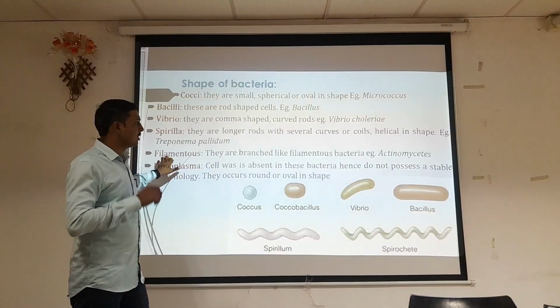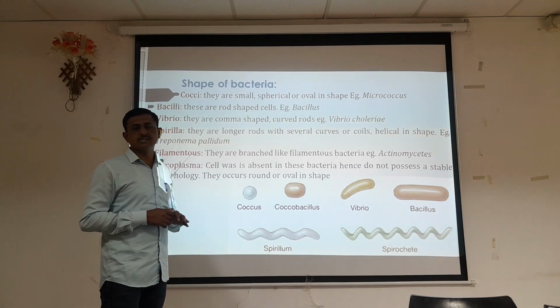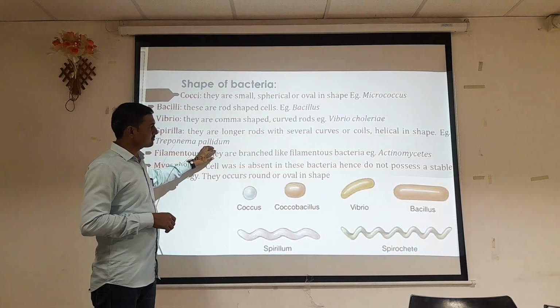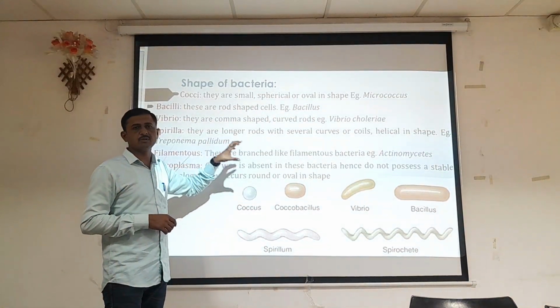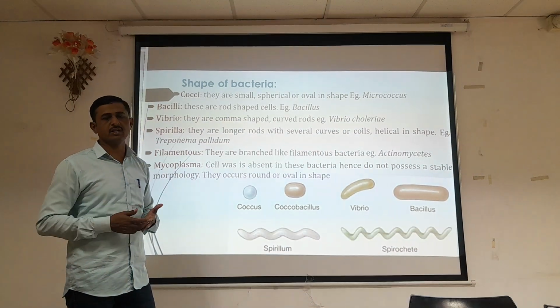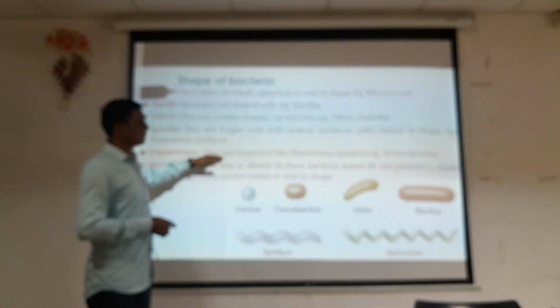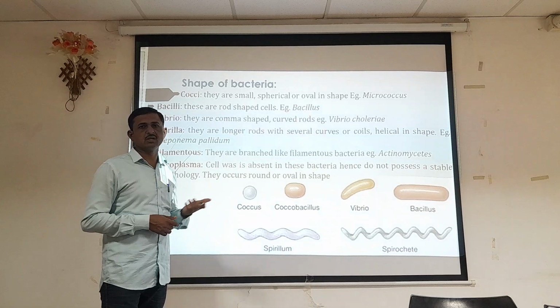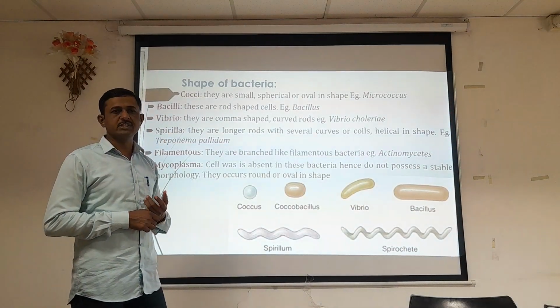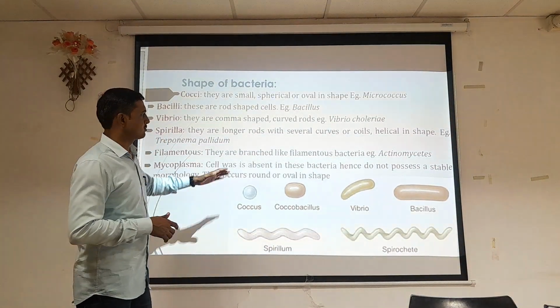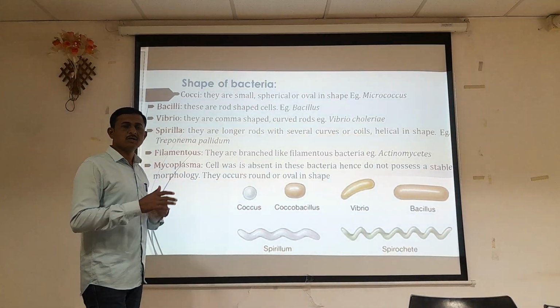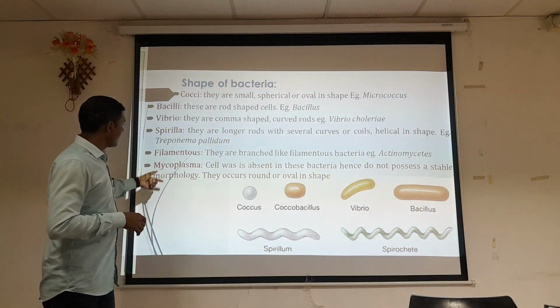A filamentous type of arrangement we can observe in the case of actinomycetes. It is a filamentous like arrangement of the bacterial organism, and when we stain that particular organism and observe it under the microscope, we can see the filamentous type of shape.